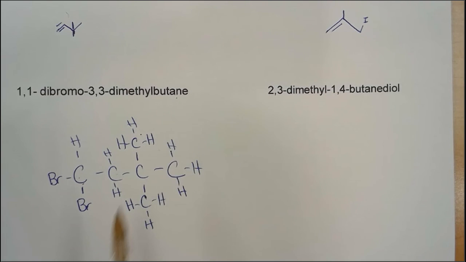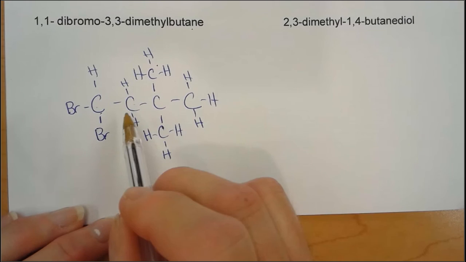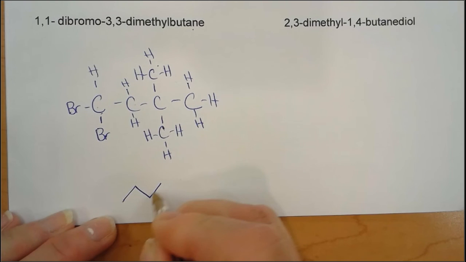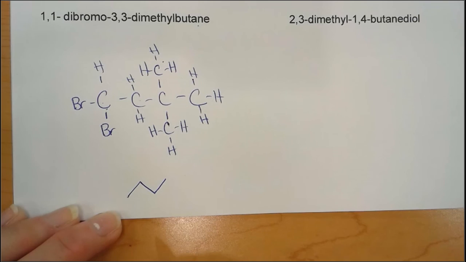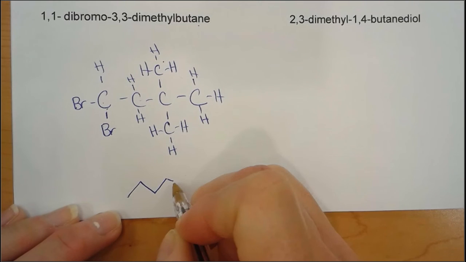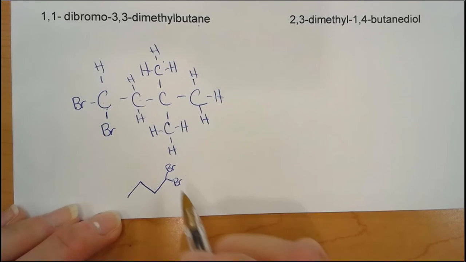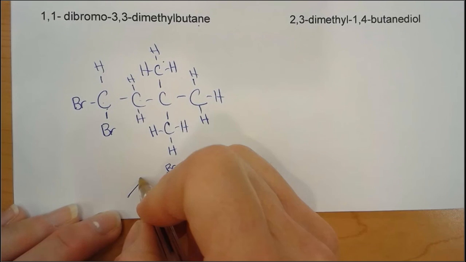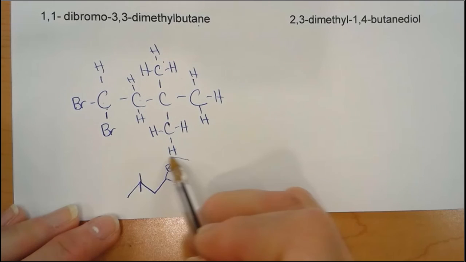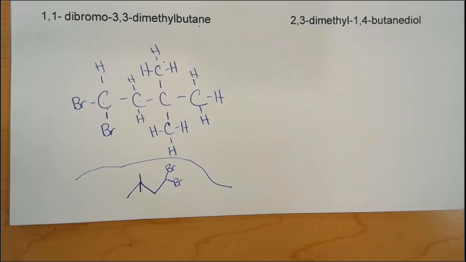So if I were to draw the line structure, 1, 2, 3, 4 carbons, and I'm actually going to flip it. I'm going to call this one my first carbon now. I'm going to put a bromine and another bromine. So if this is 1, 2, 3, and I have a methyl and a methyl. So this is the same as this, but I've flipped them.